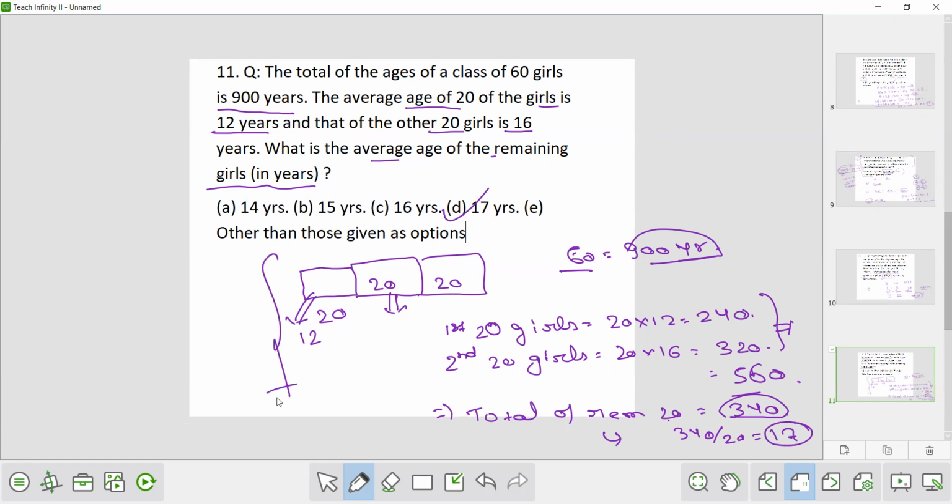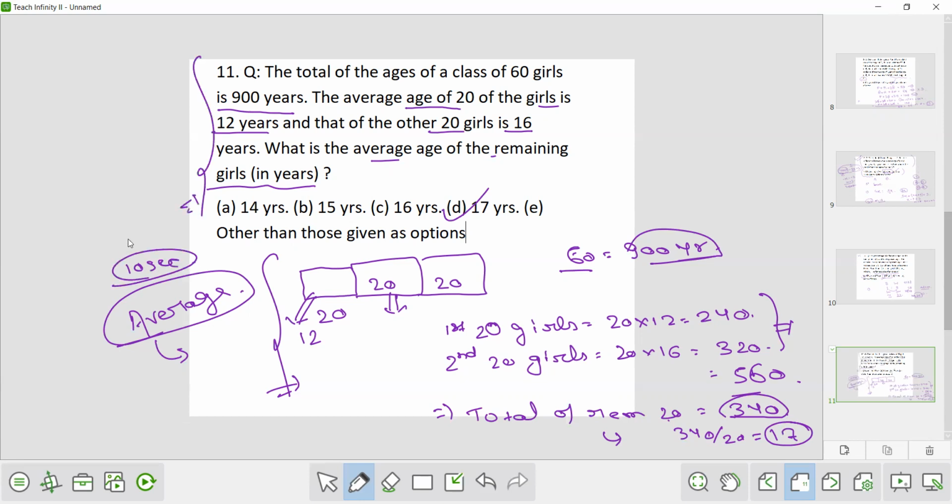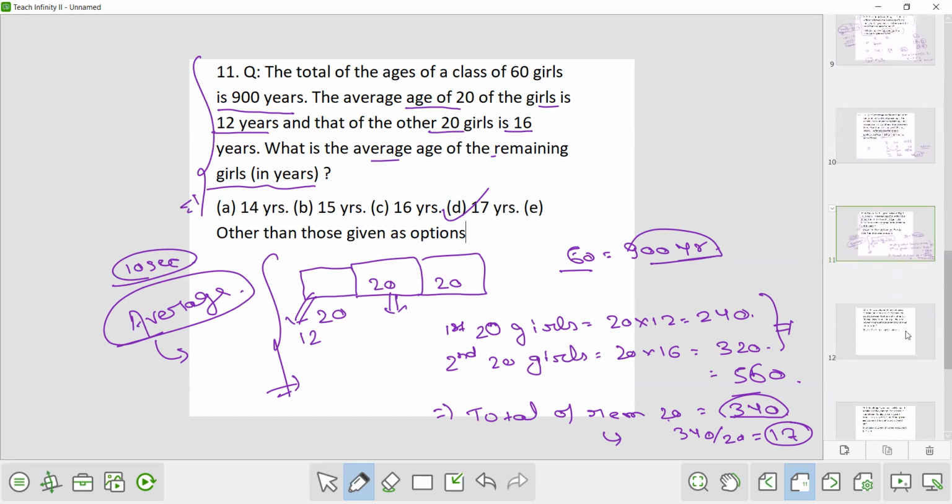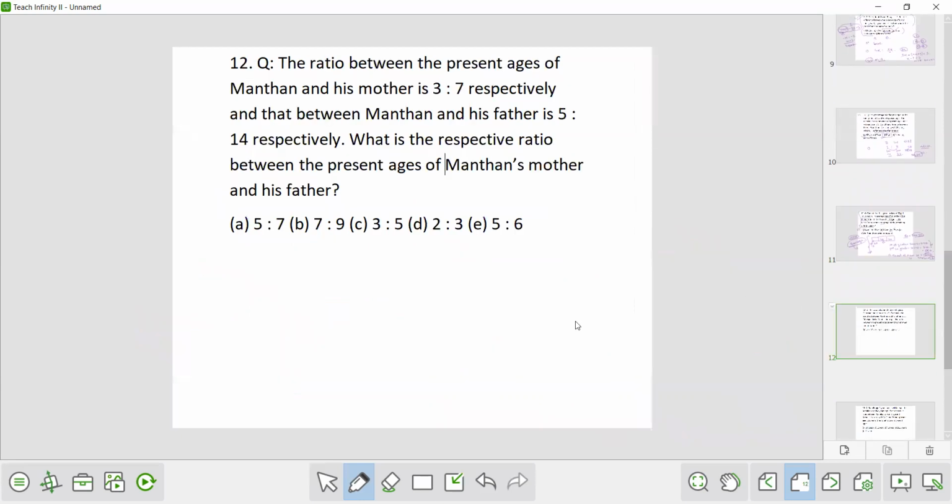You can use this method, but in the average lesson, I will teach you one smart way to solve this question within 10 seconds. By looking at the question, you will be able to solve this. But for this, you have to wait till I teach you average portion.